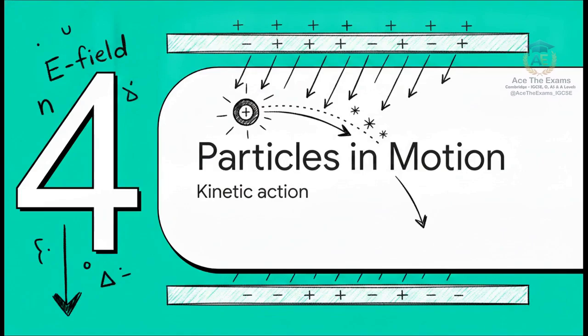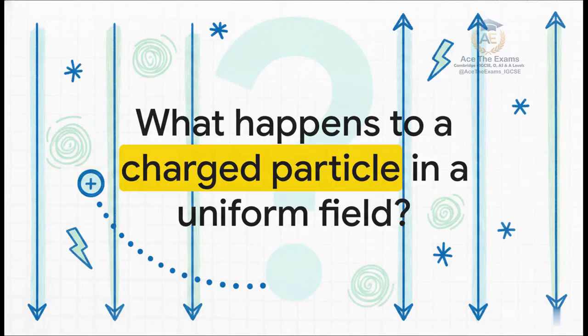Finally, Section 4, Particles in Motion. We've defined the field, drawn the plates, and locked down the math. Now let's drop a particle into the mix and watch the sparks fly. Think about this dynamically. We have an invisible, totally uniform force field. We introduce a tiny, charged mass. What physically happens to that particle when it enters this highly structured environment?